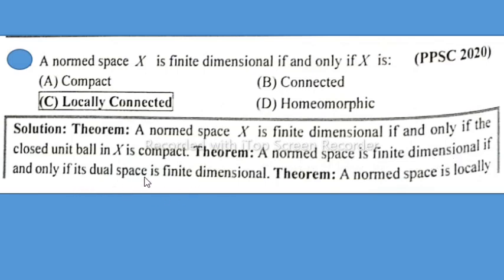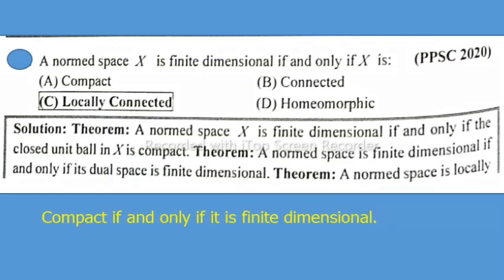if its dual space is finite dimensional. Third theorem: a normed space is locally compact if and only if it is finite dimensional. So option C is correct, that is, locally connected.